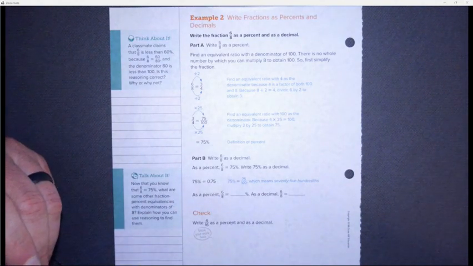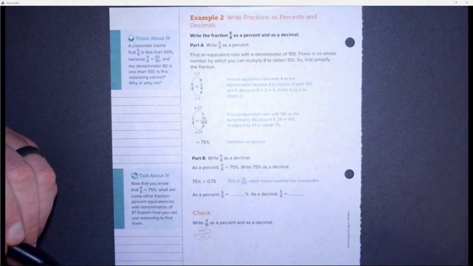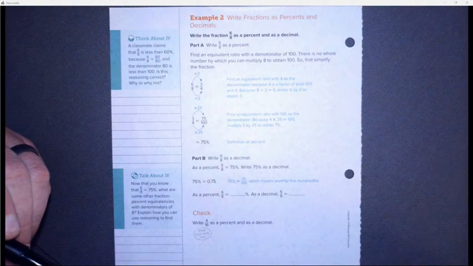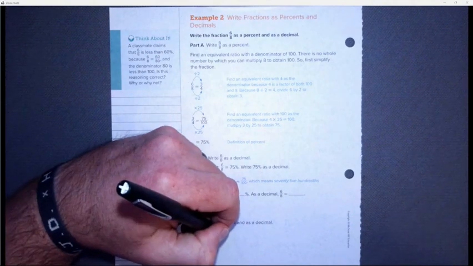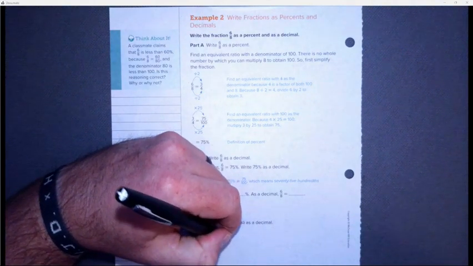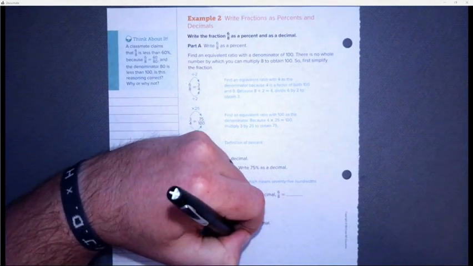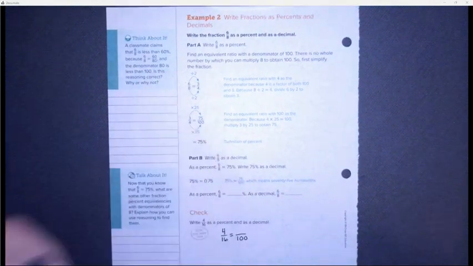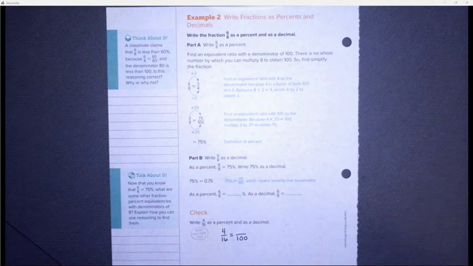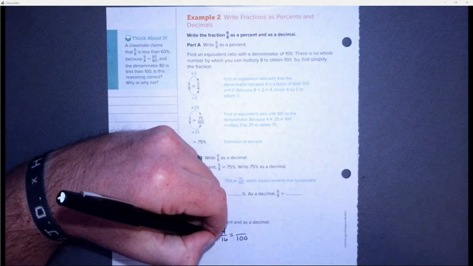My check below says write 4/16 as a percent and as a decimal. So we can start with 4/16. And I know I want it to eventually equal a number over 100, since percent means per 100. Now 16 is not a factor of 100, so I can't directly multiply 16 times anything to get to 100, so I'm going to need to scale back.